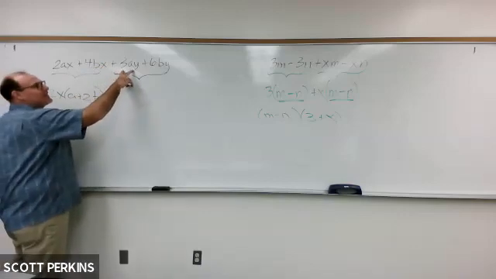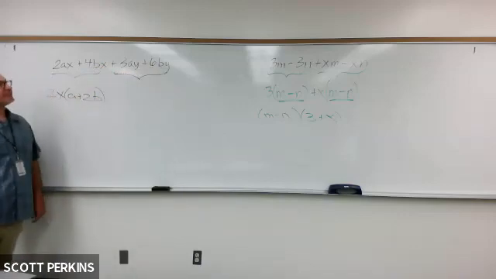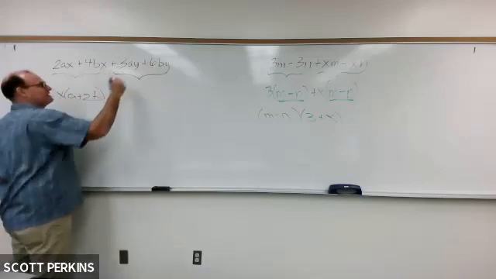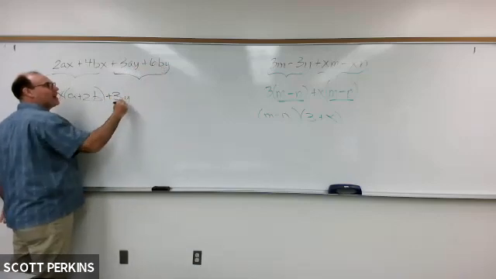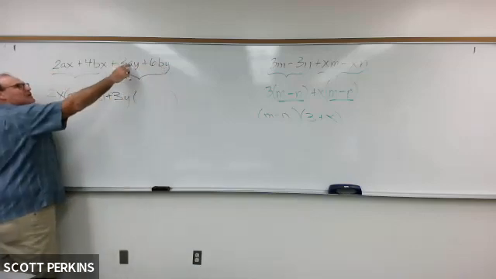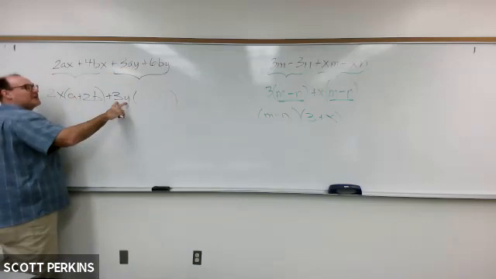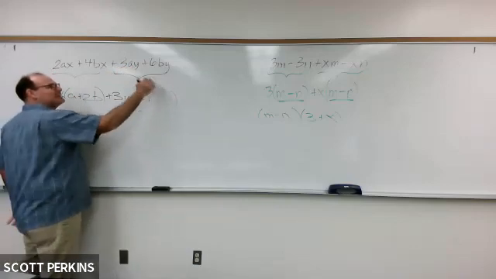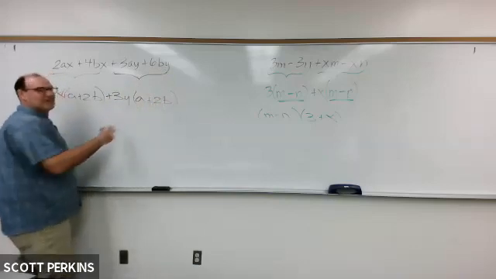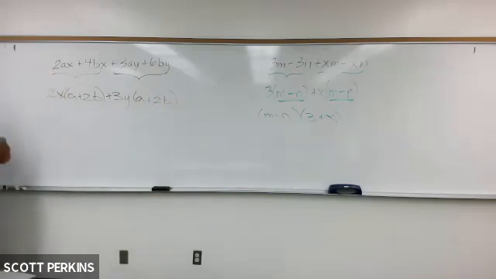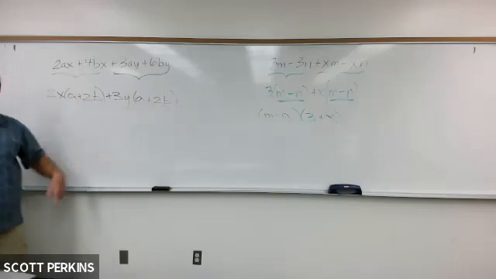What's in common to 3ay and 6by? The 3 and 6, they have a 3 in common, and then ay and by, they both have a y in common. So once again, 3ay, I took out the 3 and the y, so that leaves a. 6 divided by 3 is 2. by, I took out the y, that leaves me b. And once again, the grouping worked. I've got the exact same thing in parentheses. Yes?